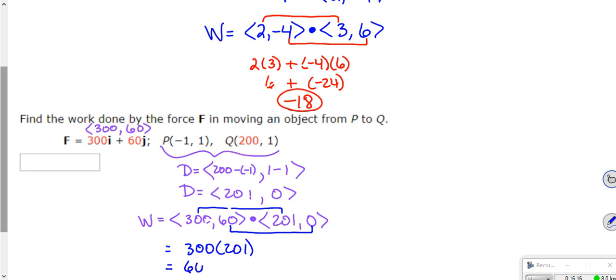and that gives me the magic answer of 60,300. Now, again, I didn't write the second part. Maybe I should. That's 60 times 0, which is obviously 0. So 60,300, that's the work done.